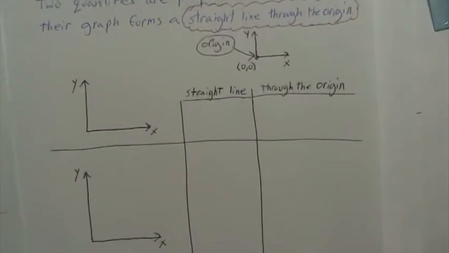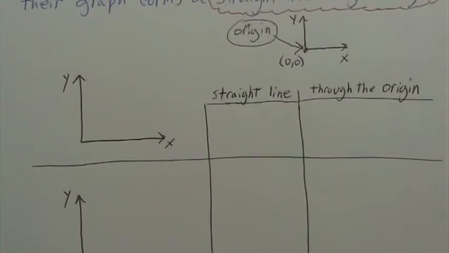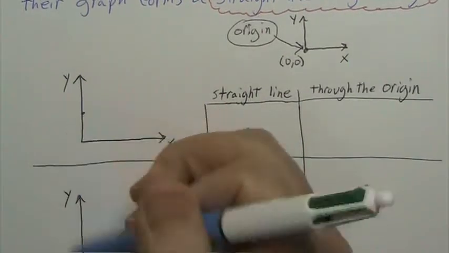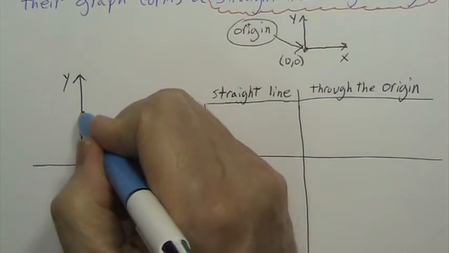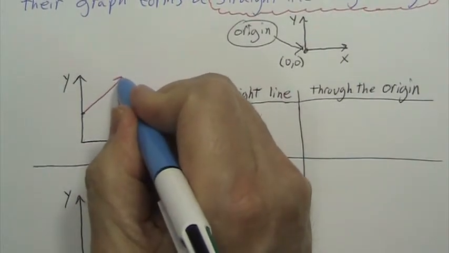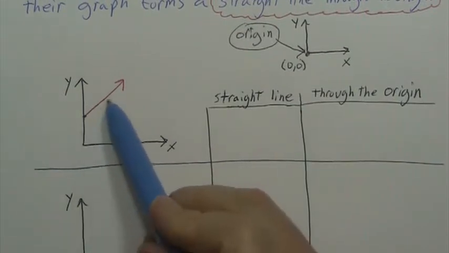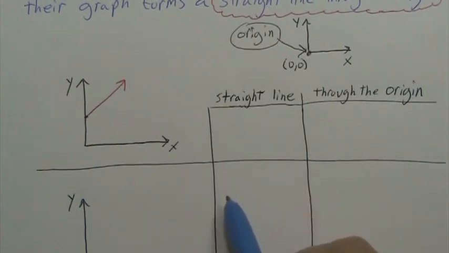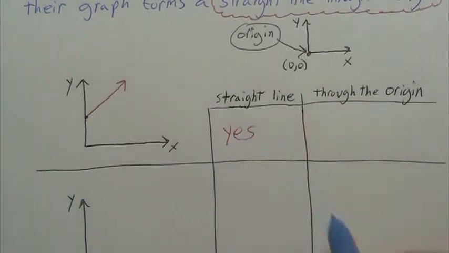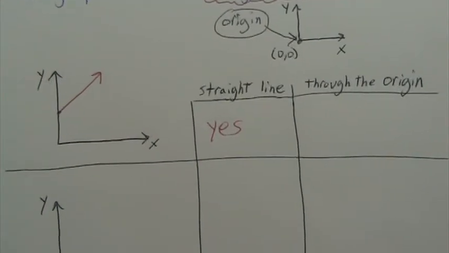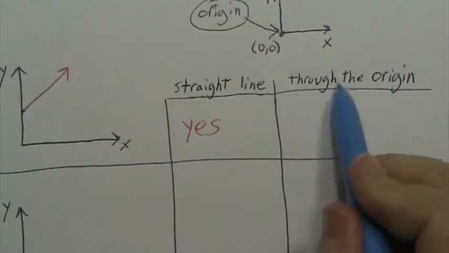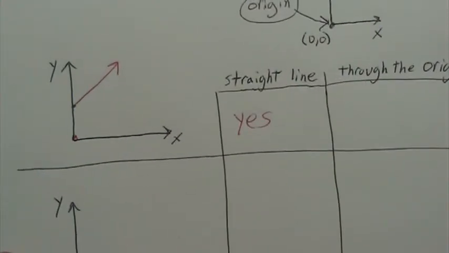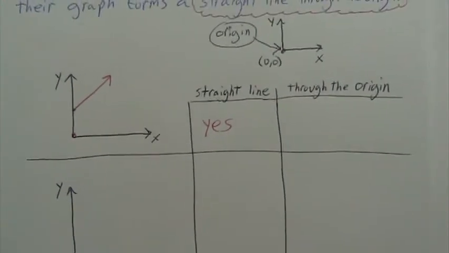So I'm going to do this first one. We're going to make a line on this graph. And the line is going to start up right about here. I'll use a different color. And it's going like this. So let's say you graph a line and it looks like this. Okay, is it a straight line? Yes, it's a straight line. Is it going through the origin? This is the origin right there. Is it going through it? Excuse me. Is it going through the origin? No, it's not.